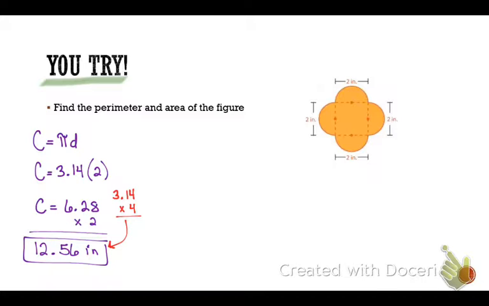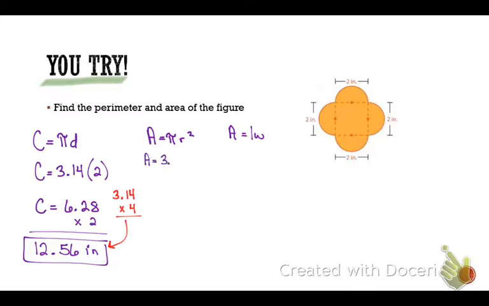All right? Same thing, either way you do it, 12.56. Okay, let's do area. This one gets a little trickier. Did y'all do the pi r squared? Yes. Okay. And then we also need length times width for the square.